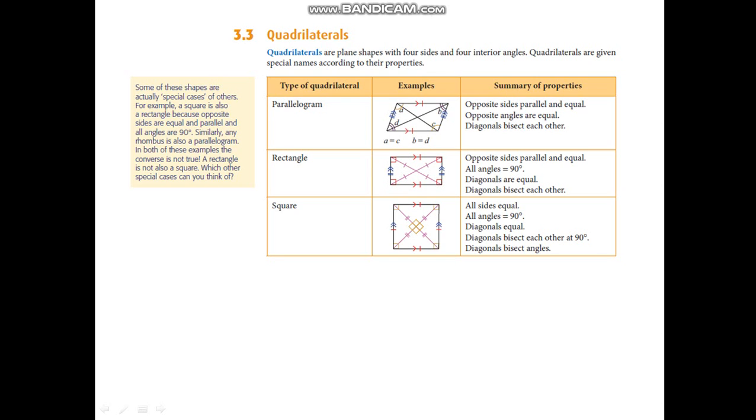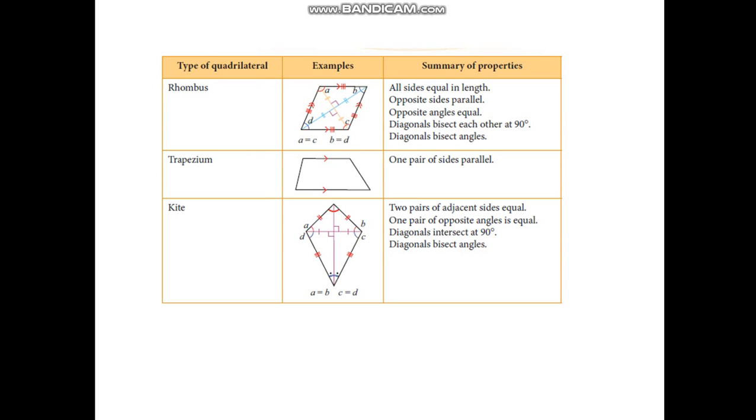And square. What about a square? All sides are equal. These four sides are equal to each other, because it's a square. All angles are also right angles, or 90 degrees. Diagonals are equal. Diagonals bisect each other at 90 degrees. So the difference with a rectangle is that their diagonals bisect each other at 90 degrees. In a square, diagonals bisect angles. Don't forget. Types of quadrilateral.